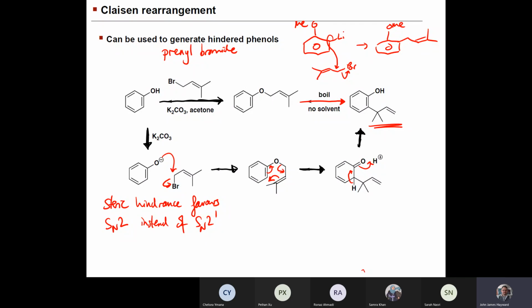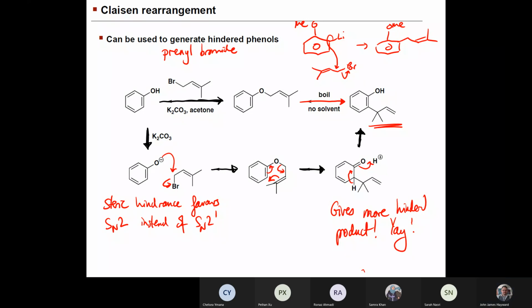So we can deliberately get very hindered products that it would be impossible to get by other methods, because we form the less hindered bond first, and then we rearrange to put the more hindered end onto our ring. Okay. So it gives the more hindered product. Yay. It's very annoying, but the more hindered product is often very, very useful and consequently very, very hard to get.